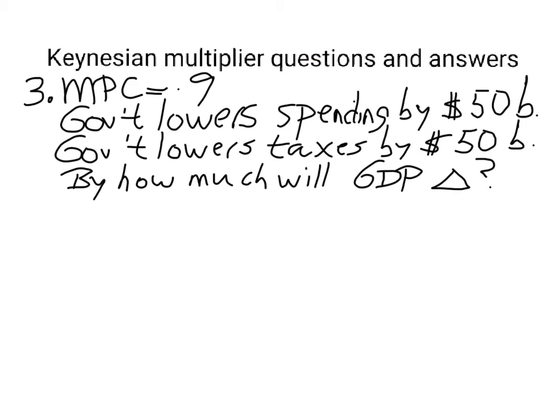Let's look at question 3. In question 3, we know that the MPC is 0.9. We also know that the government lowers its spending by $50 billion. And another thing the government does is it lowers its taxes by $50 billion. The question is, by how much will GDP change?